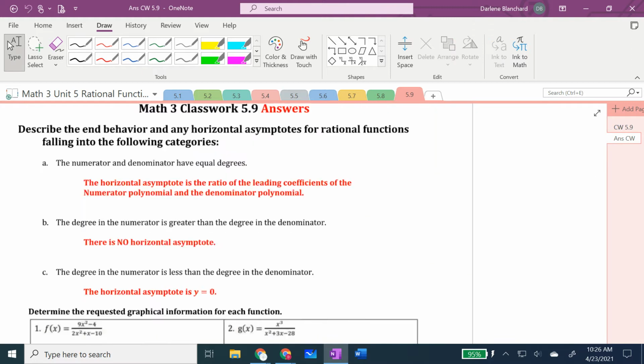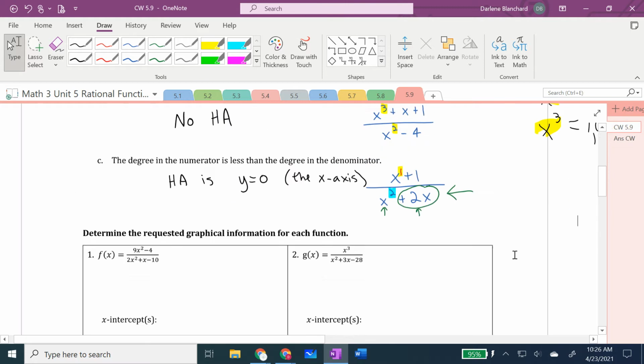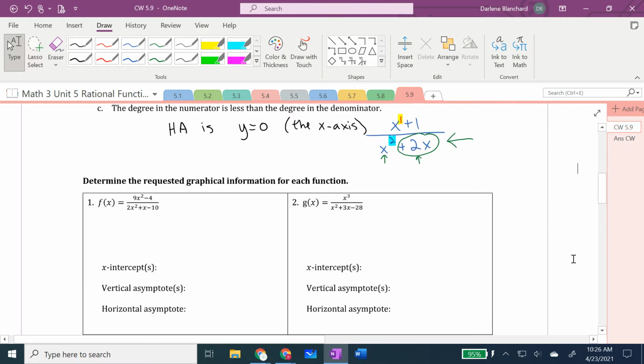So here are the official answers. If the numerator and denominator have equal degree, then the horizontal asymptote is the ratio of the leading coefficients. And it's the numerator polynomial divided by the denominator polynomial leading coefficients. So now let's do some work. Let's do some practice problems.